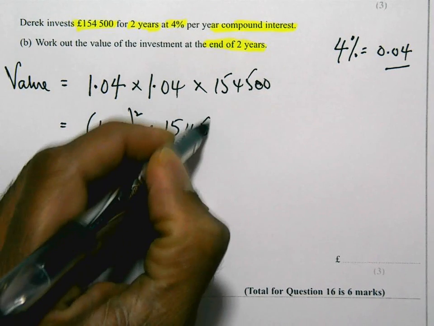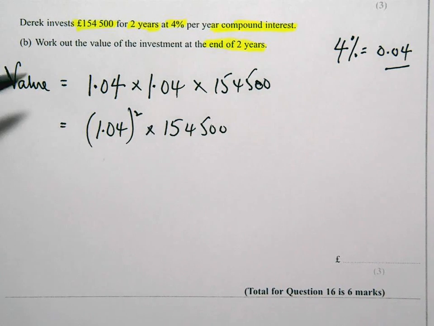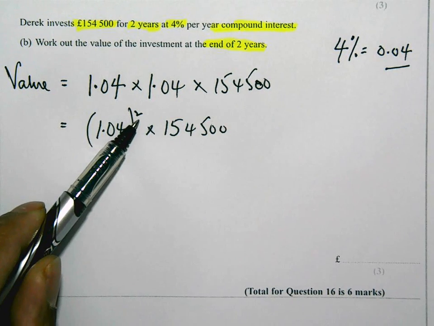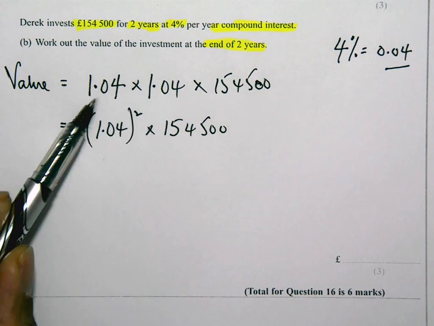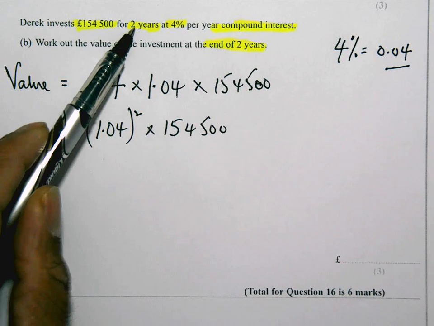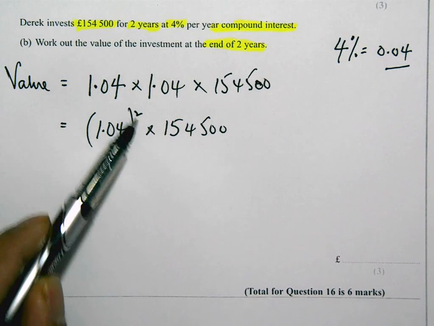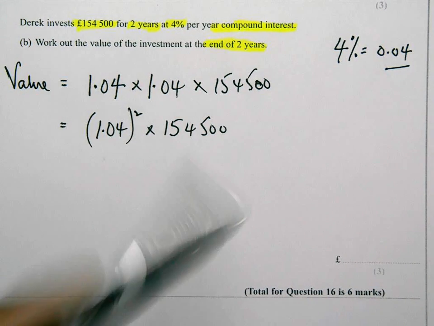So I'm going to times that by 154,500. Now, you could have written either of these lines. You don't need to write them both. I've just put it there to indicate what you're doing. The reason why I've put 2 there, well, it's 2 years, so you use that multiplier twice. If he had the money in there for 10 years, that power would be 10, right? And so however many years, that's what the power would be.